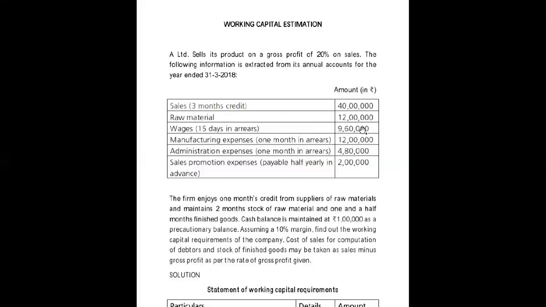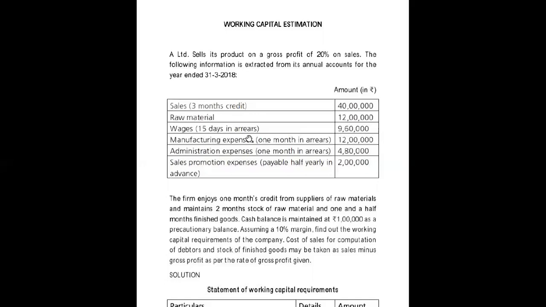9 lakh 60,000. So this means that rupees 9 lakh 60,000 is the wages amount for the entire year, and out of this amount 15 days wages are in arrears. That means 15 days wages are wages outstanding, and outstanding expenses are current liabilities. So wages outstanding for 15 days will be a current liability for the firm.